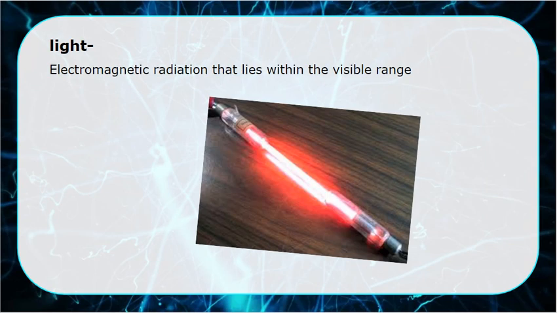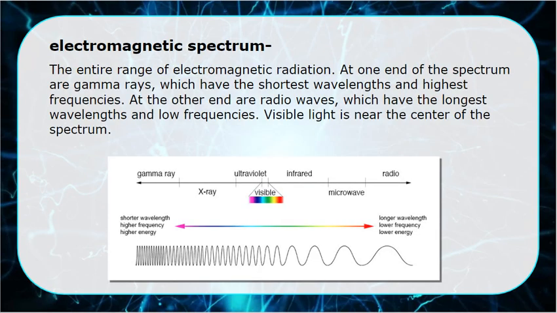Light. I'm sure you know what light is, but could you give a definition for light? Well, light is a form of electromagnetic radiation that lies within the visible range. And speaking of electromagnetic radiation, there are many types of electromagnetic radiation.